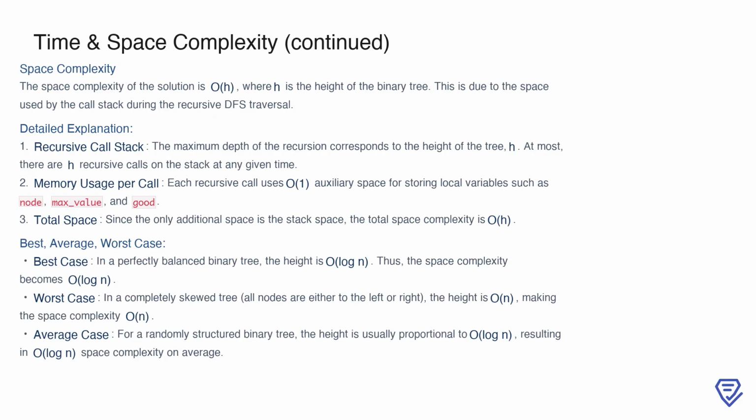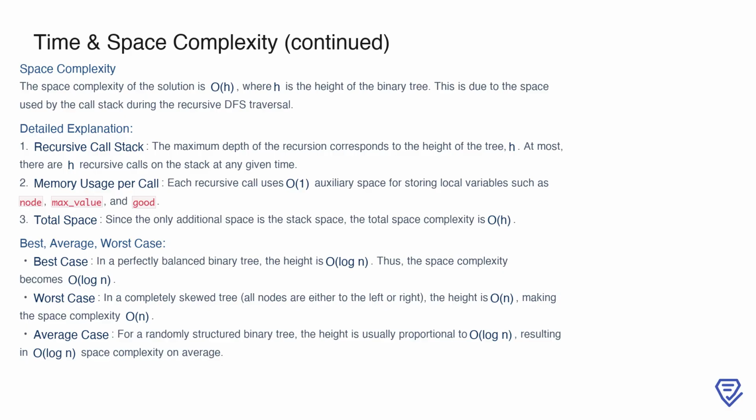The space complexity of the solution is determined by the space used in the call stack during the recursive DFS traversal. This depends on the height of the binary tree, denoted as h. At any given moment, the maximum number of recursive calls on the stack is proportional to the tree's height. Each call uses O(1) additional memory for local variables like the current node, the maximum value, and the count of good nodes. Thus, the overall space complexity is O(h).